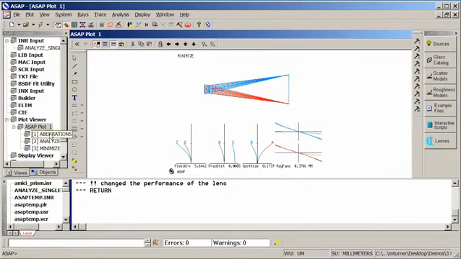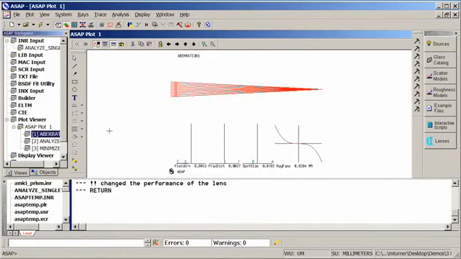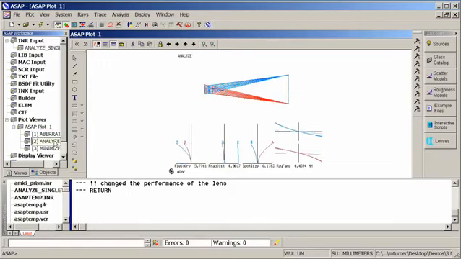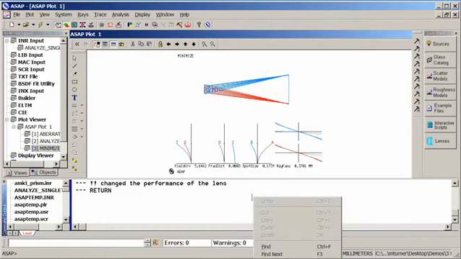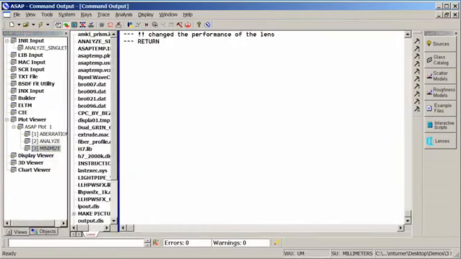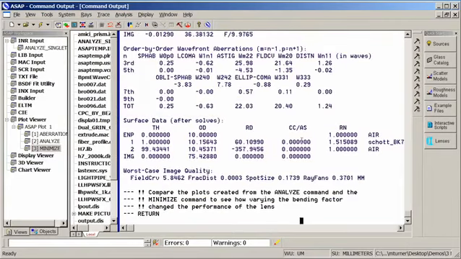We initially started out with plain parallel plates and, of course, very poor image quality. And as we optimize the system, we can see that ASAP determines the appropriate shape factor to minimize our aberrations. Coming back, I'm going to enlarge my command output window for a moment, and we can see information about the spherical aberration coefficients, chromatic aberration coefficients, etc.